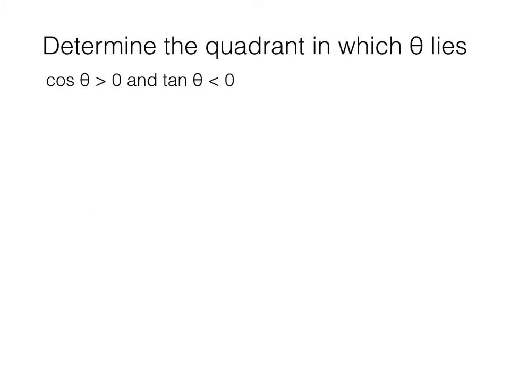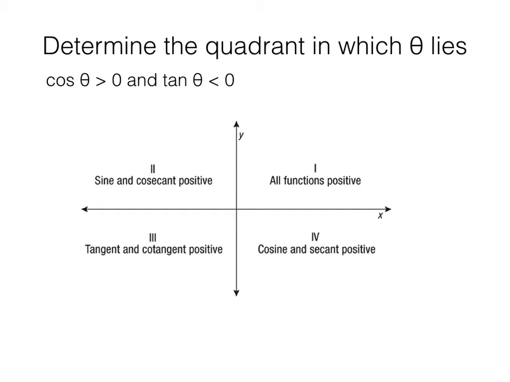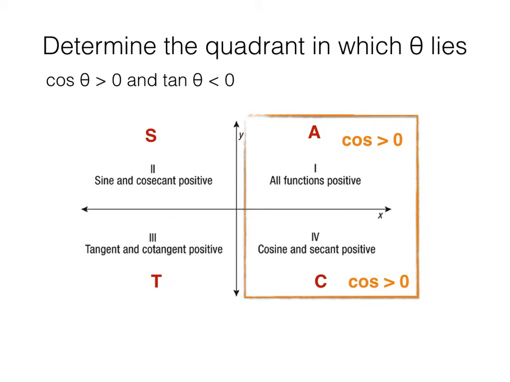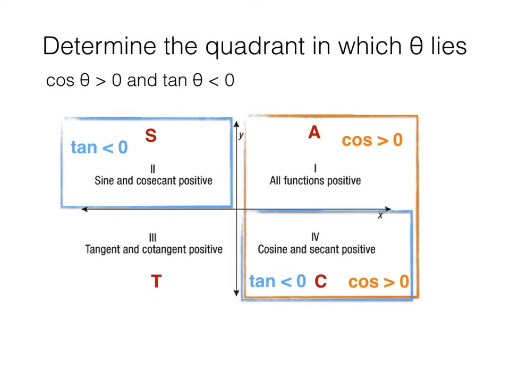We'll do another example like this. Here we're told the cosine of theta is positive and the tangent of theta is negative. So all students take calculus to help us remember this. And I know if the cosine is positive, that has to be these 2 quadrants. For the tangent to be negative, it has to be these 2 quadrants. Therefore, quadrant 4 is where the cosine is positive and the tangent is negative.